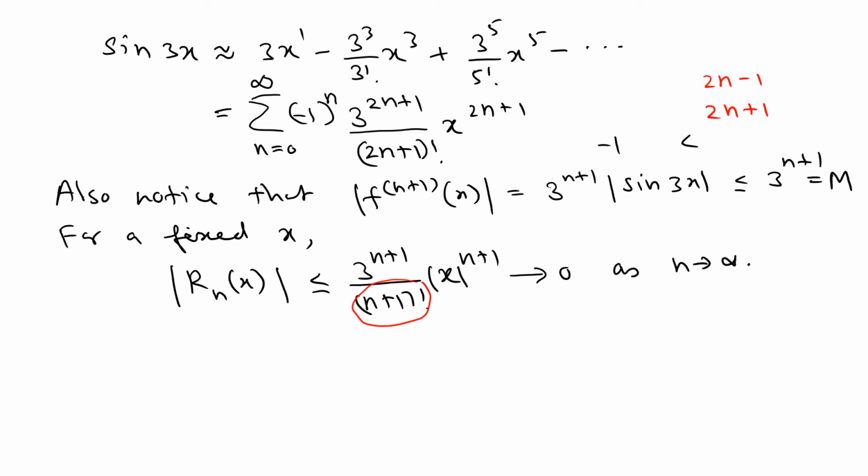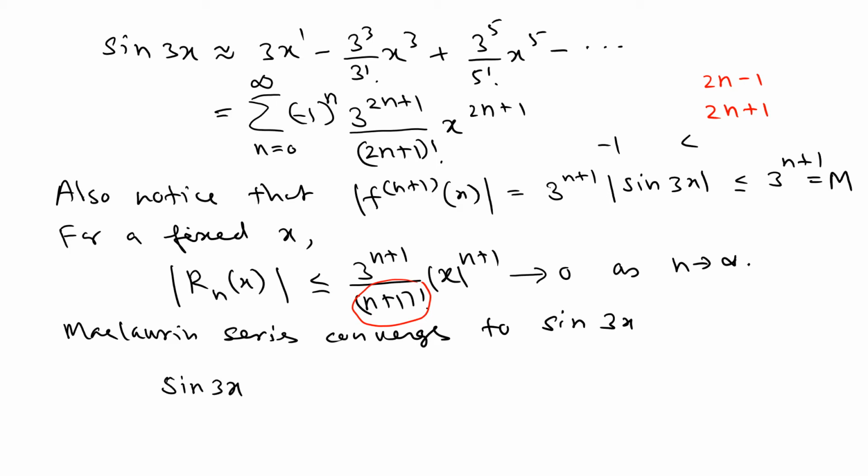That means the Maclaurin series converges to the function. The Maclaurin series converges to sine 3x. So now, because this error goes to 0, you can say this is exactly equal to the series that we got.